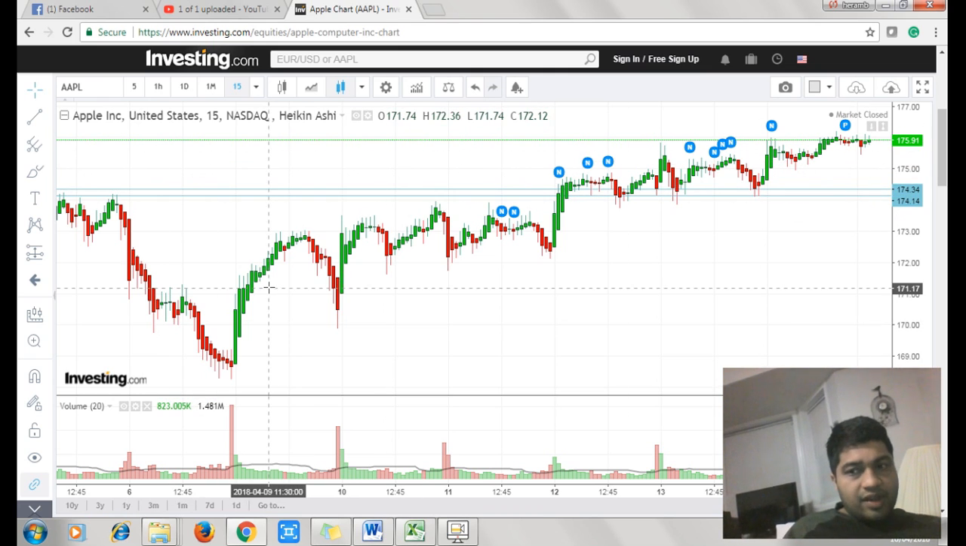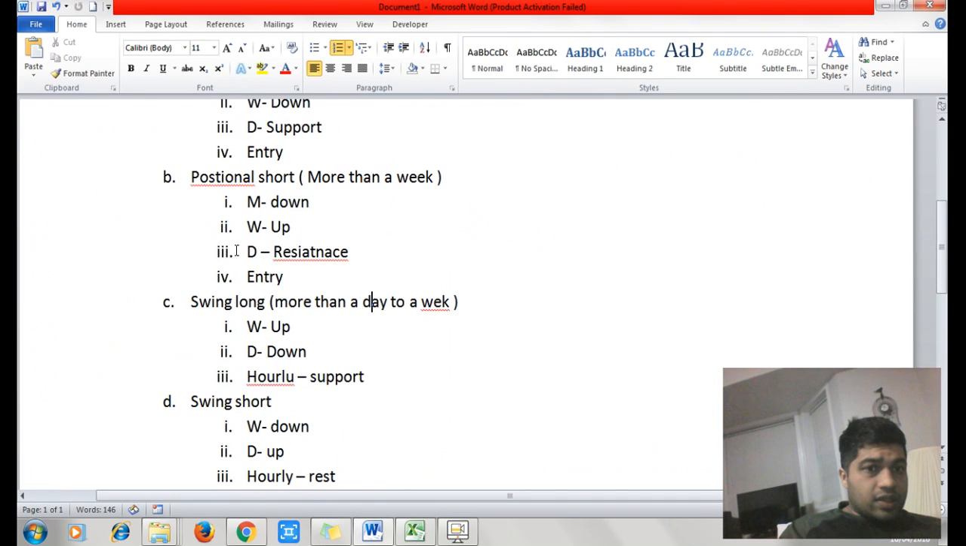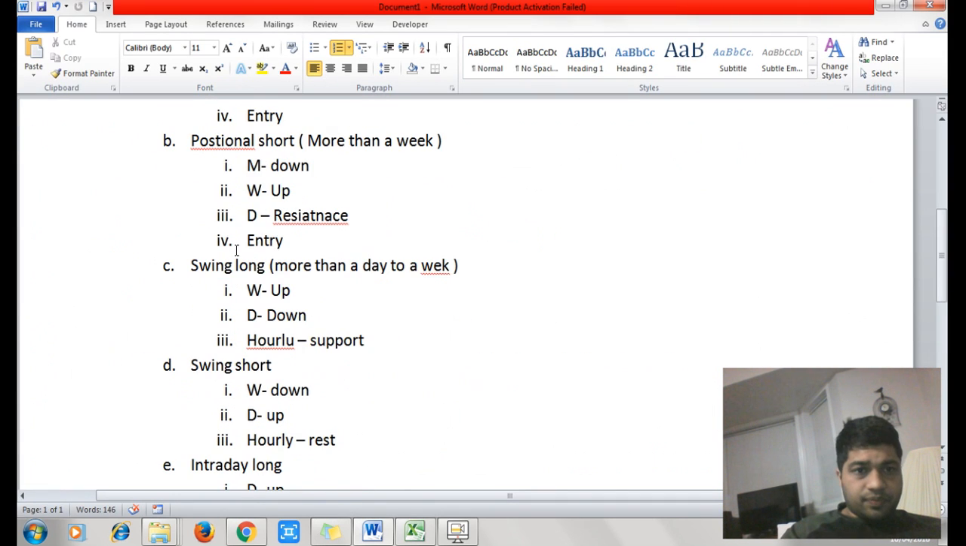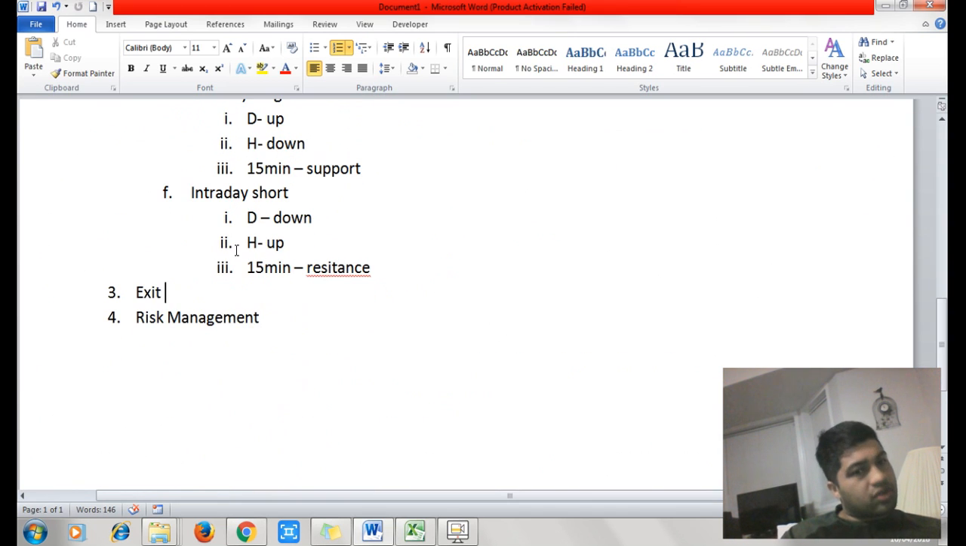So similarly you can apply swing long, swing short, intraday long, intraday short, positional long, positional short. So these are the rules. Do look at them.